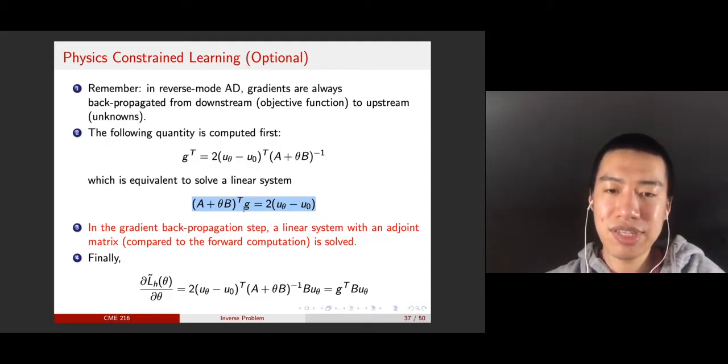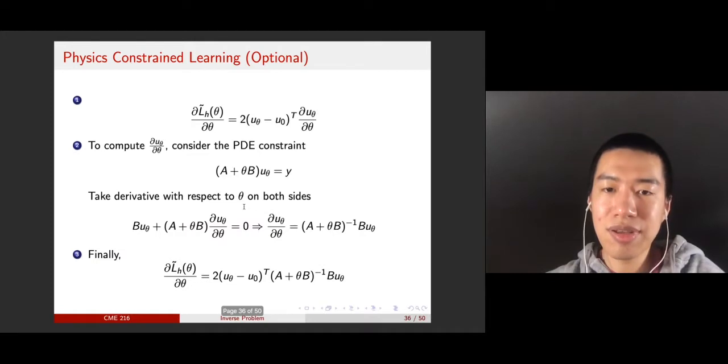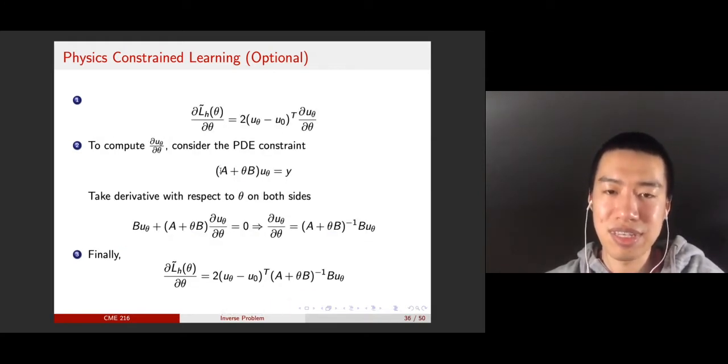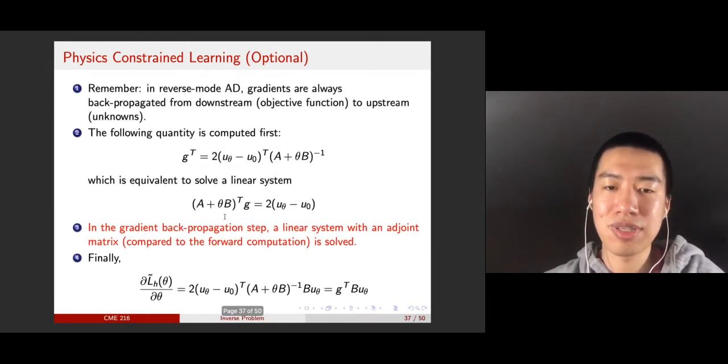One observation is that if you look at this PD constraint, you solve (A plus theta B) u theta equal y, and here you solve for (A plus theta B) transpose G equal something. You also need to solve a linear system, but in this scenario, the linear system is an adjoint matrix of the original linear system in the PD constraint. And this is not a coincidence. This is always true if you do something like this.